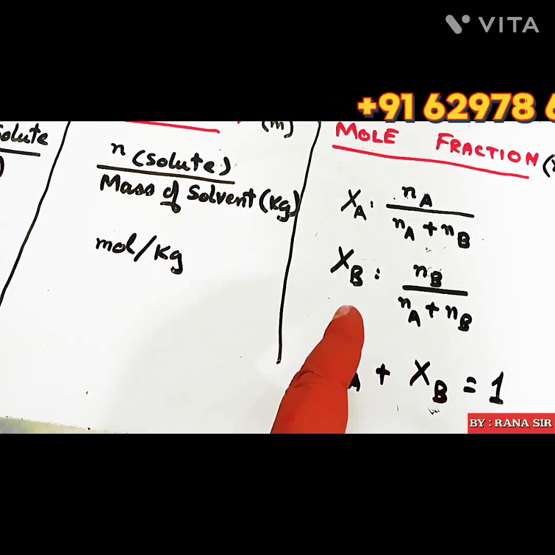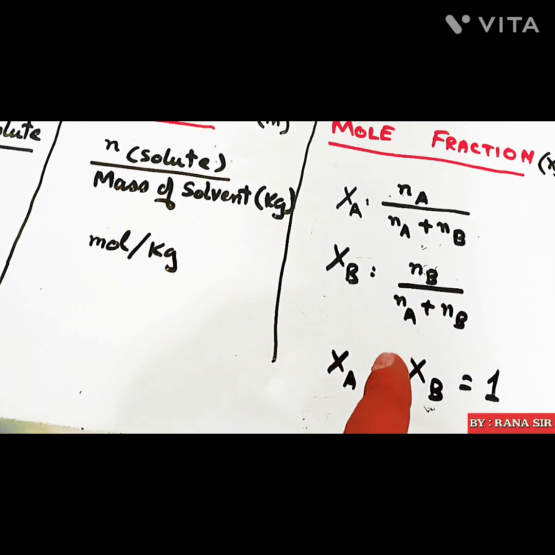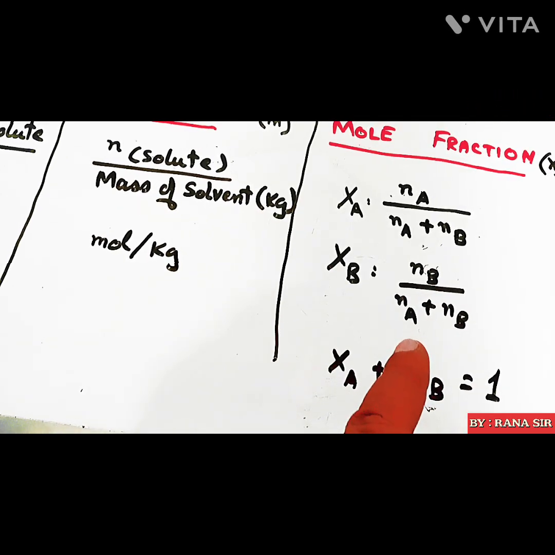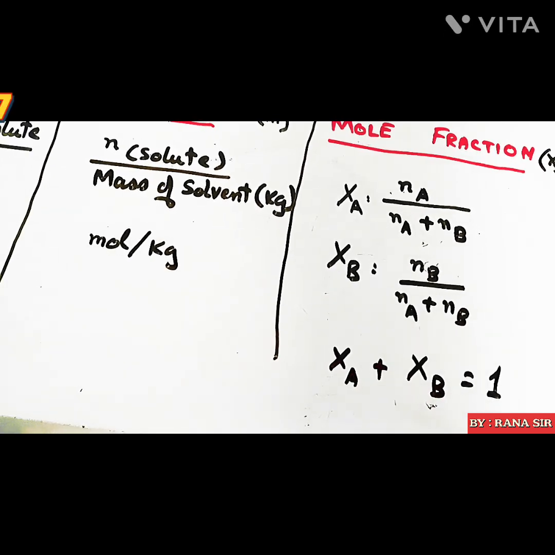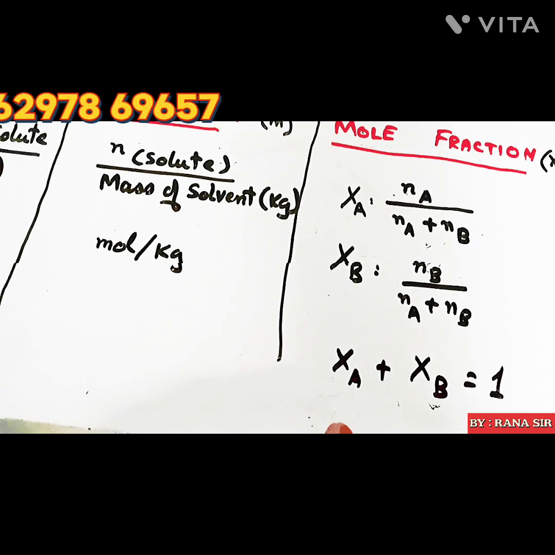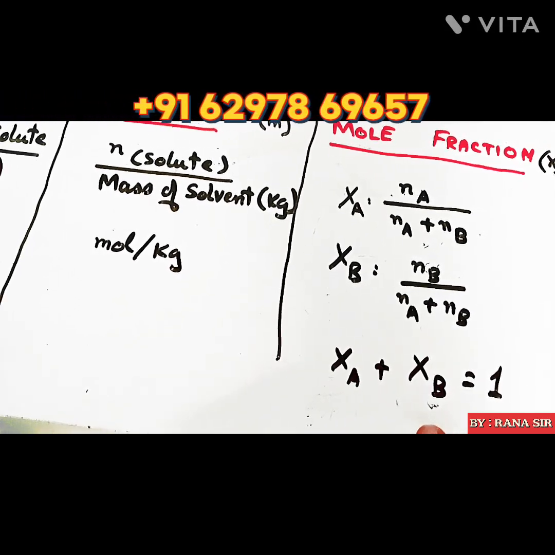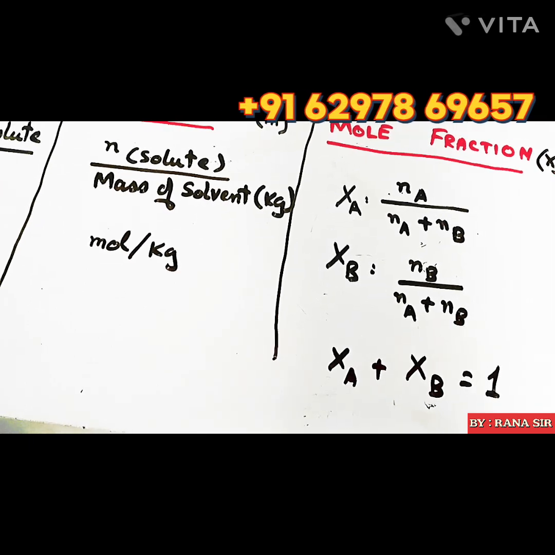Mole fraction of B, that is solvent, is equal to number of moles of solvent divided by total number of moles of solvent and solute. XA, that is mole fraction of solute, plus mole fraction of solvent, will always be equal to 1.